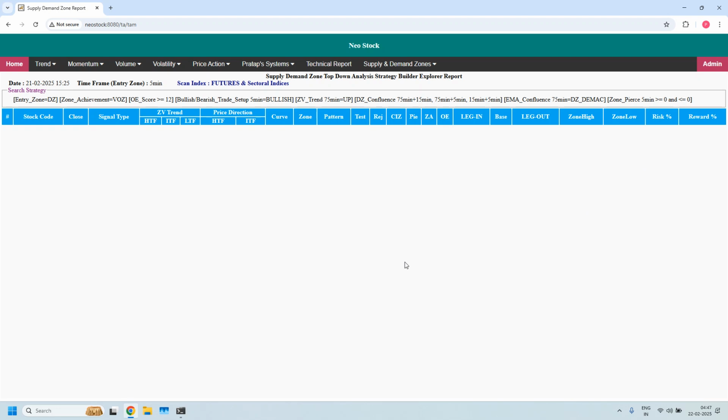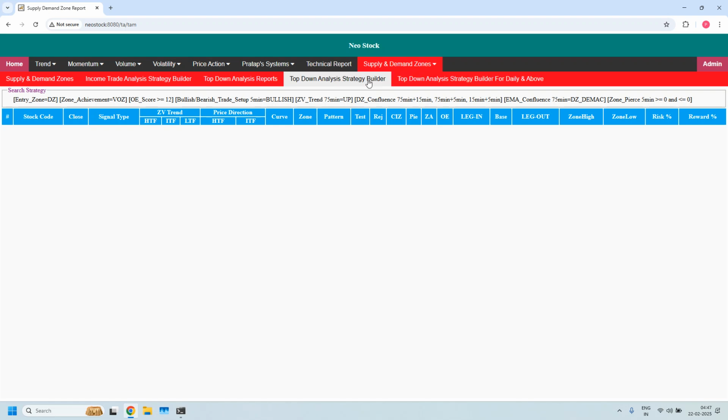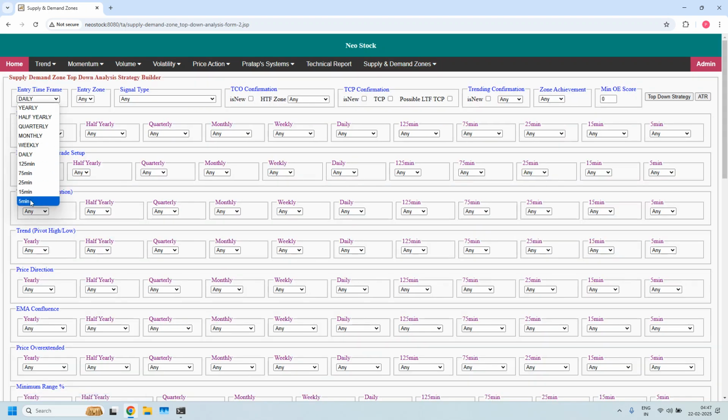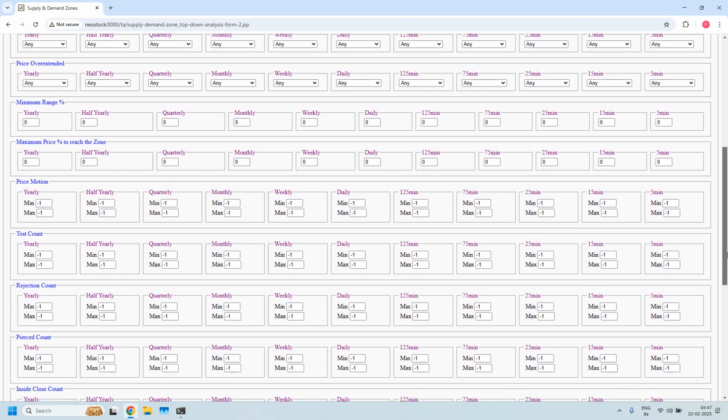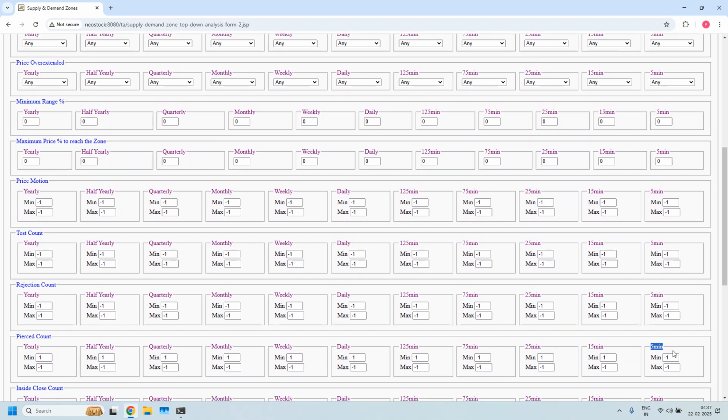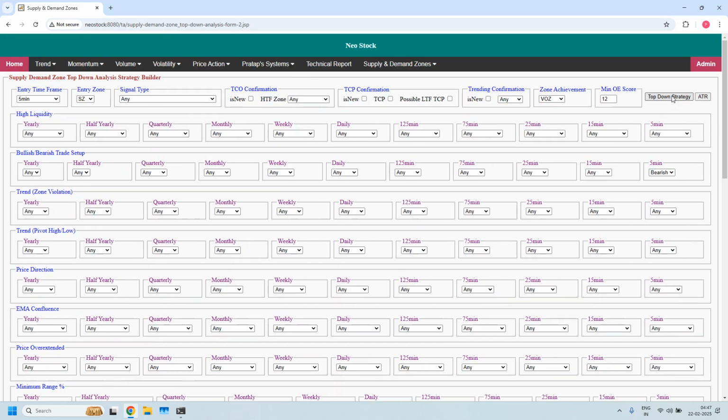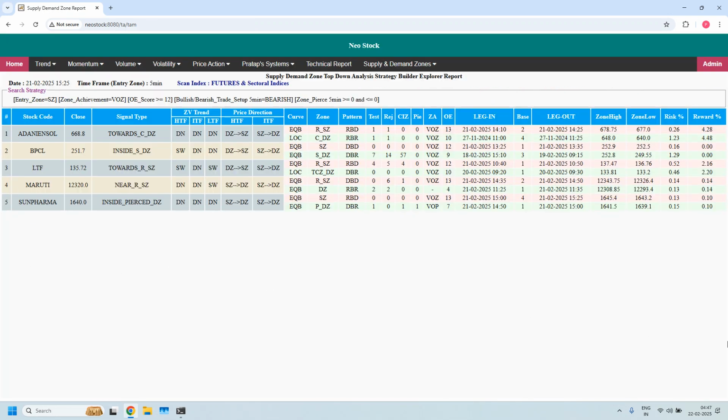Next, bearish trade setup for hourly income trade. Entry time frame 5 minutes. Entry zone, supply zone. In the bullish or bearish trade setup at 5 minutes, I am selecting bearish. Zone achievement VOZ, minimum odd enhanced score 12, and the 5 minute supply zone should not be pierced. So in 5 minutes time frame, pierced count, minimum value 0, maximum value 0. With all the filters, we got 5 stocks.